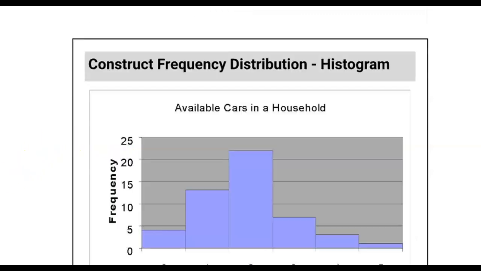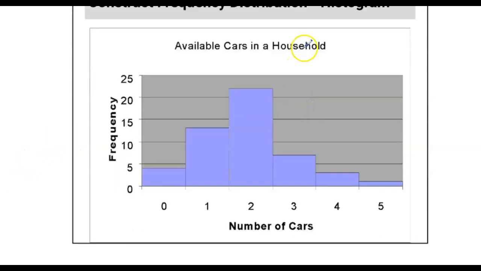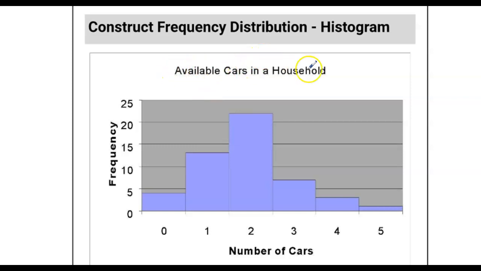Okay, moving on along here. Here's an example of a histogram for the available cars in a household. Notice that all of these bars are an appropriate height for the number of times that number came up. Like 2 came up, I think it was 22 times. So for the number of cars in the household being 2, that happened 22 times, or 22 households reported that they had 2 cars. That's how you read that.